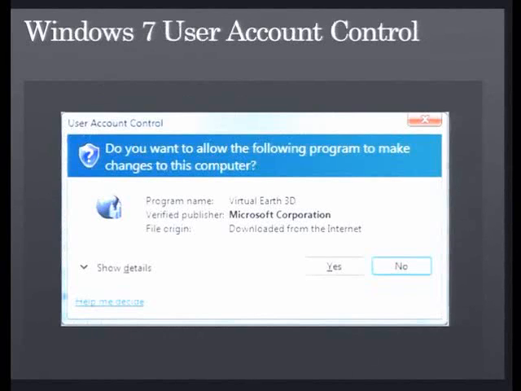In Windows 7, this is what the User Account Control prompt looks like. You'll notice that the program name Virtual Earth 3D was gotten from the signature. Also, the verified publisher, Microsoft Corporation, was acquired from the certificate whose private key was used to sign the file.